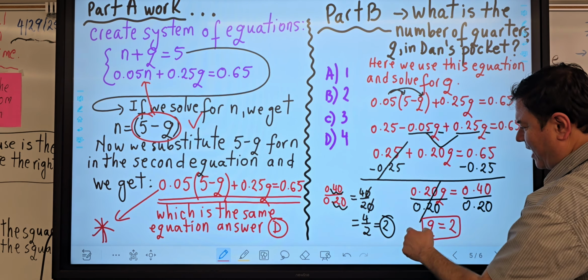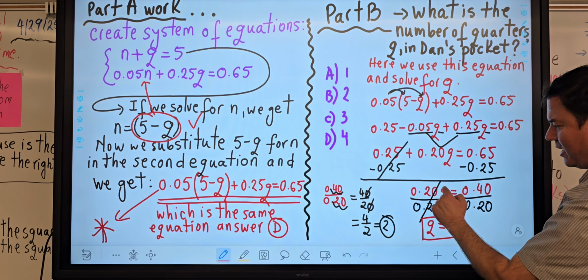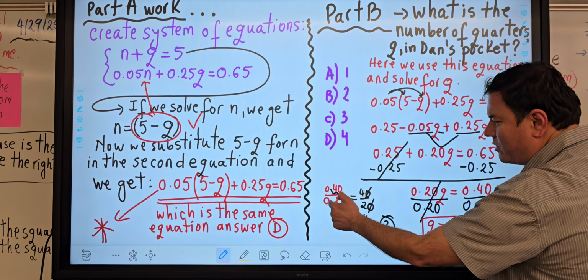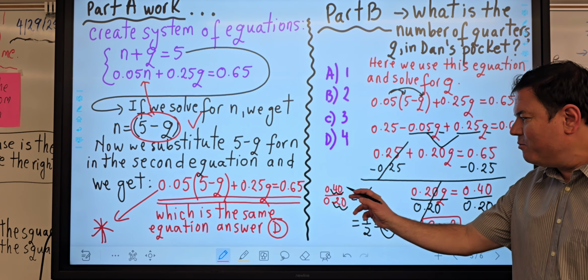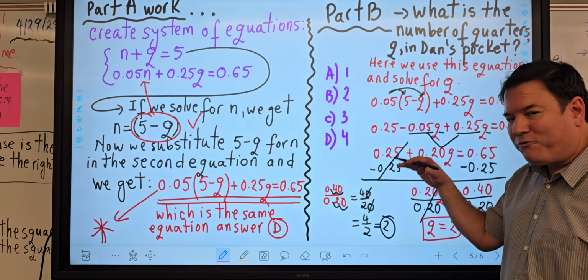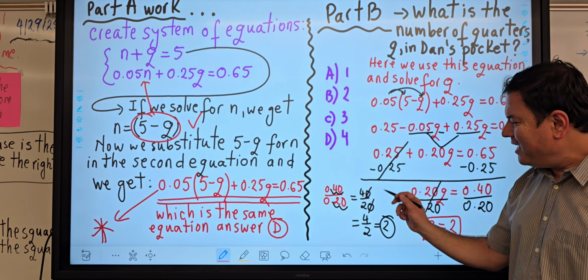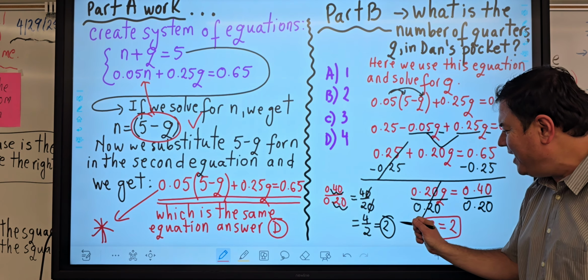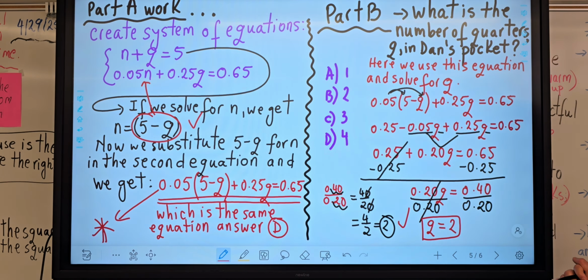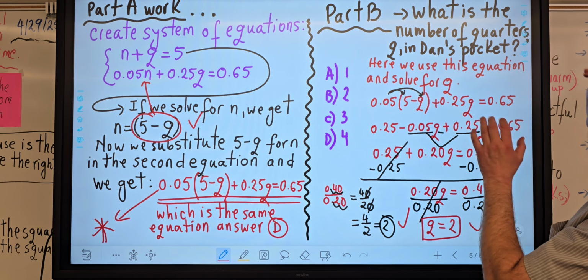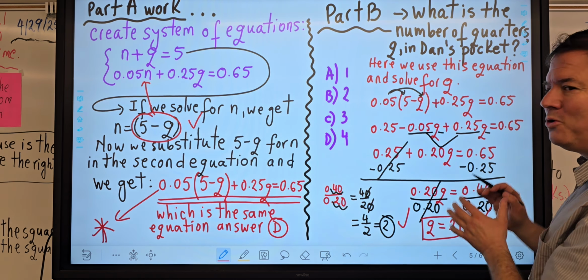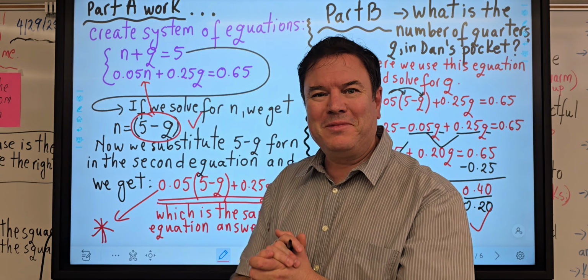Because this will cancel out, 0.20 divided by 0.20 becomes 1Q, and 0.40 divided by 0.20, if we move the decimal to the right 2 places, we get 40 divided by 20, cancel the 0, and then we get 4 divided by 2 equals 2. So the final answer is Q equals 2. What is the number of quarters in Dan's pocket? He has 2 quarters in his pocket.